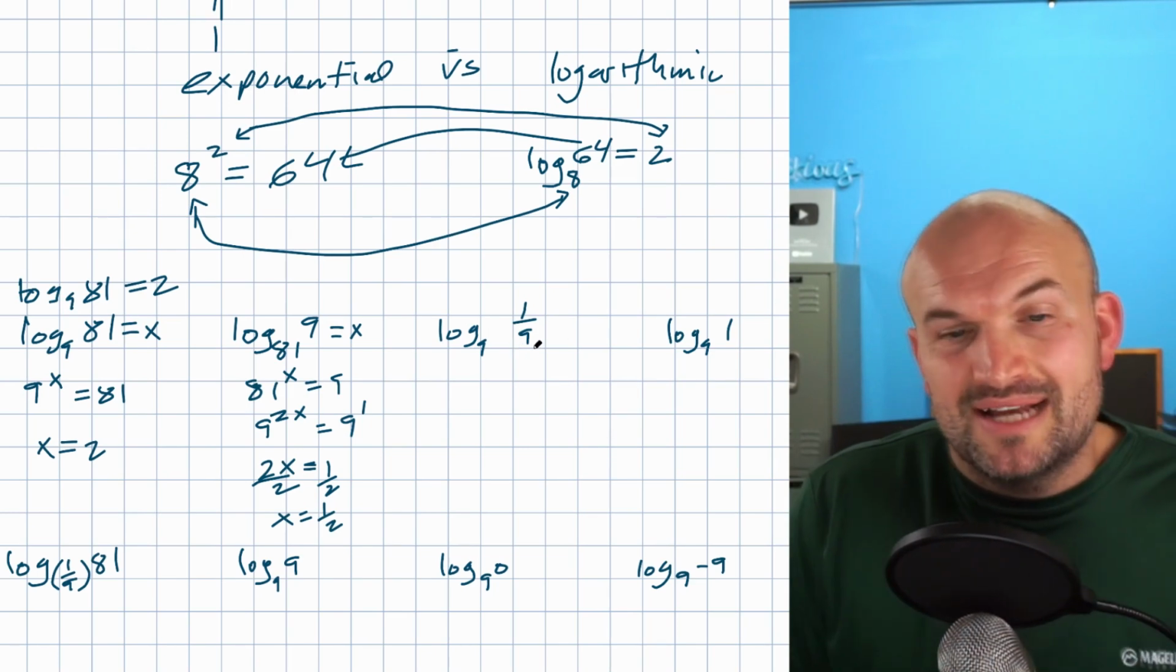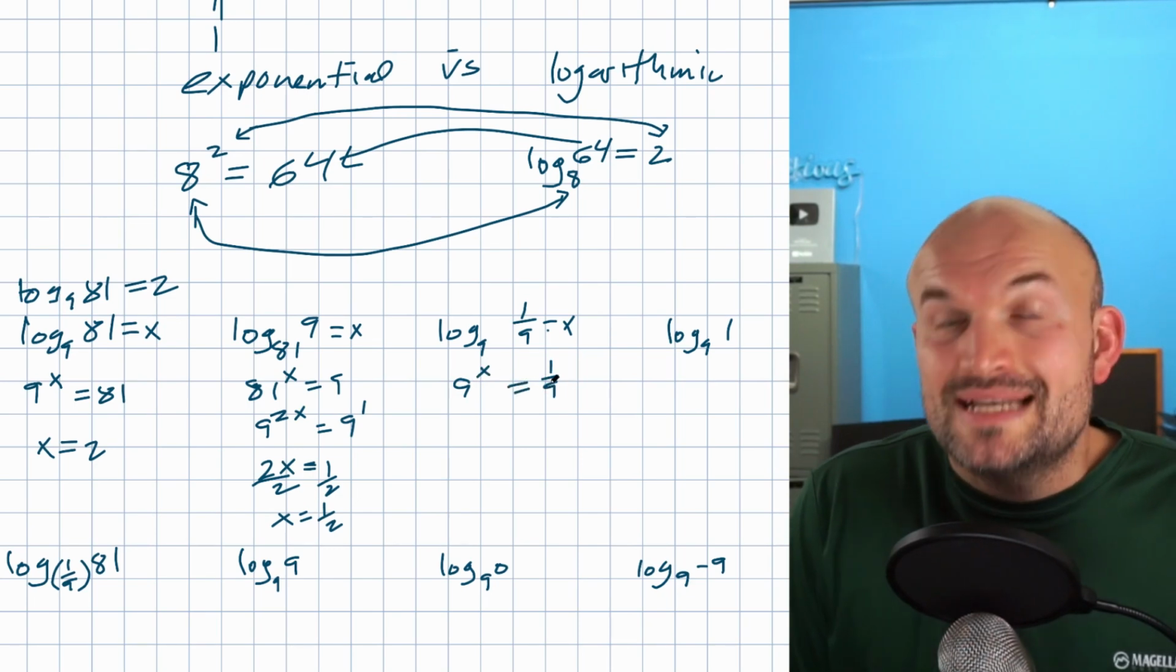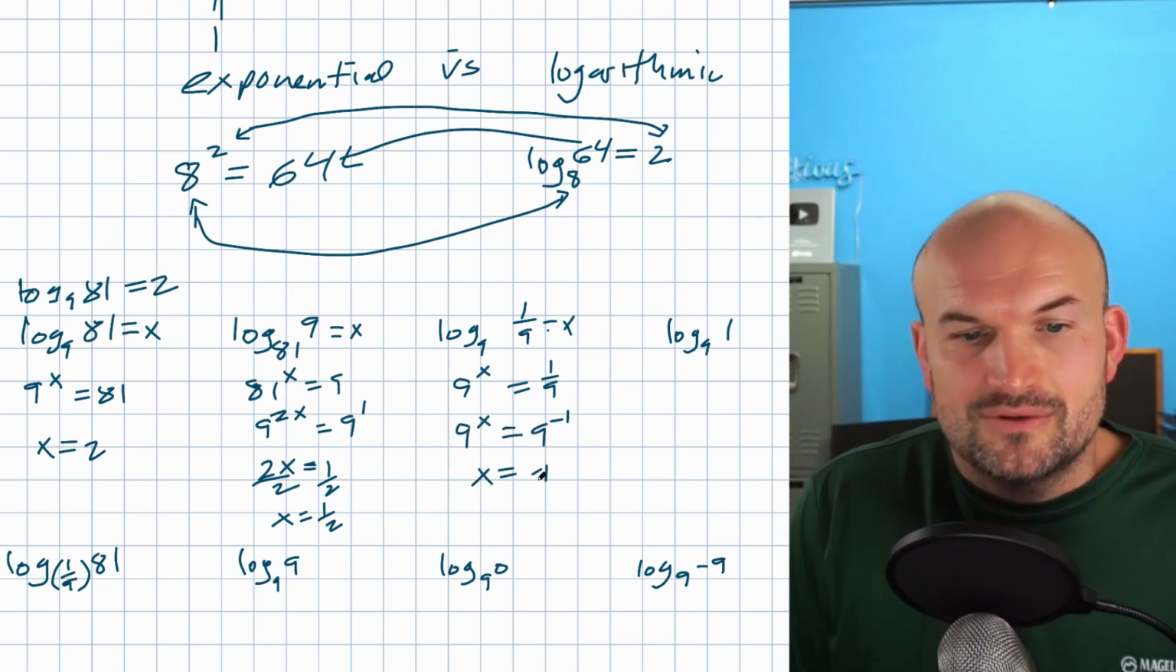In this example, we kind of have the same thing, right? Set it equal to x. So 9 raised to x equals 1/9. Well, 1/9 we can rewrite as 9 to the negative first power. So 9 to the x equals 9 to the negative first. So x equals -1.